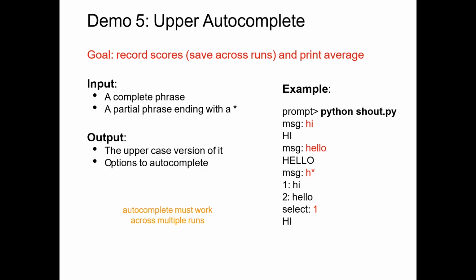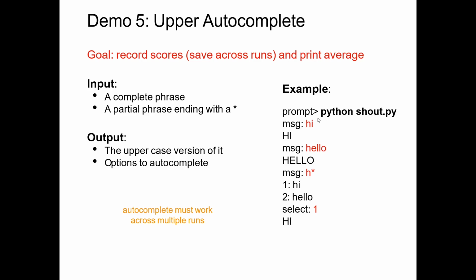All right, and then number 5, the uppercase autocomplete. So the goal here, ignore that, that's wrong. That didn't get updated. Okay, the idea here is that I'm going to put in a phrase or a partial phrase and then a star to complete it. And the output is going to be the uppercase version of whatever I put in, or options to auto-complete it.